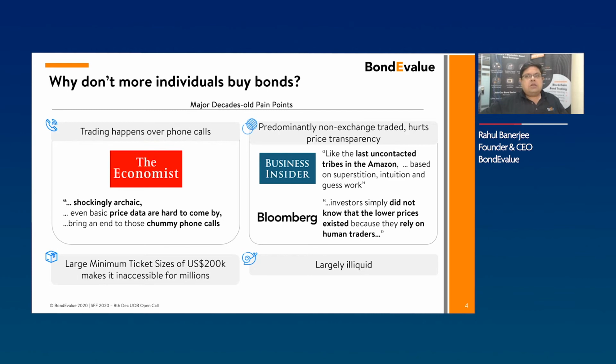The trading is done over phone calls. It's archaic, it's opaque, and most importantly, you need a minimum investment of 200,000 US dollars or 250,000 Sing dollars to buy a single bond.